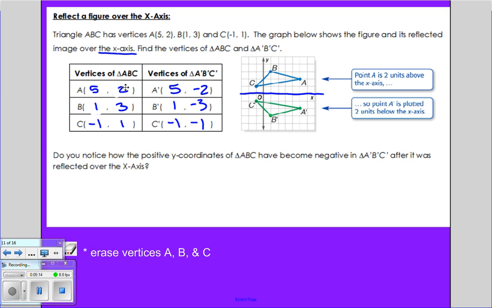Okay, so notice how the y-coordinates have become negative, but the x-coordinates stayed the same when we reflect over the x-axis.